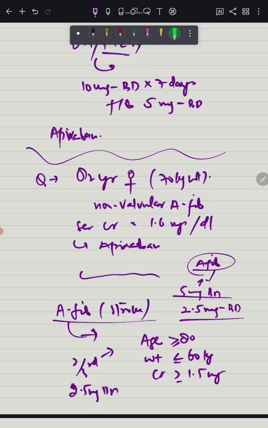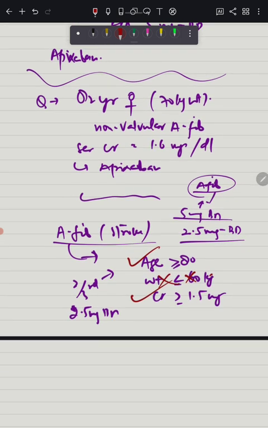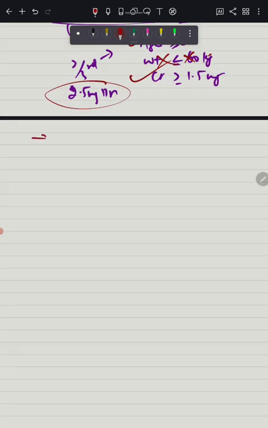So what is being fulfilled here? You see, age is greater than 80, so one criterion is fulfilled. Weight is not less than 60, so this is not fulfilled, but the creatinine part is fulfilled, so you have to give 2.5 mg BD. What if the same case was changed to valvular AF?